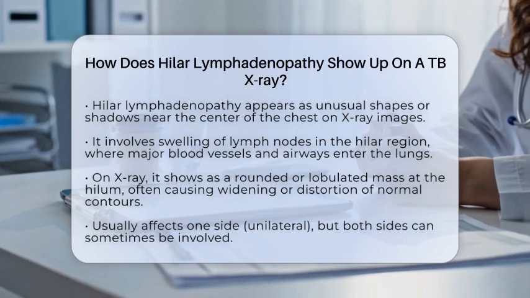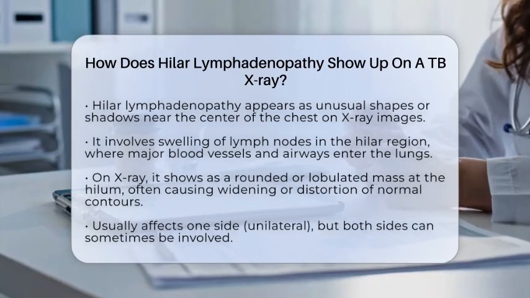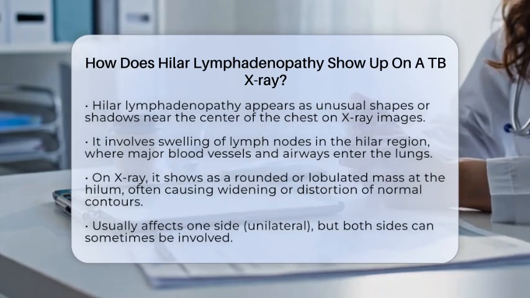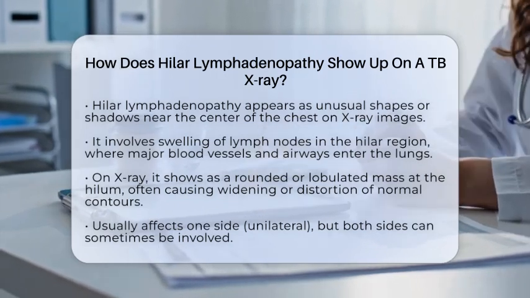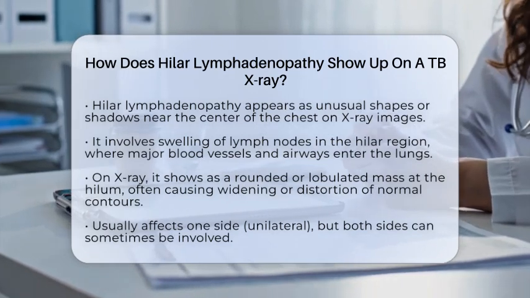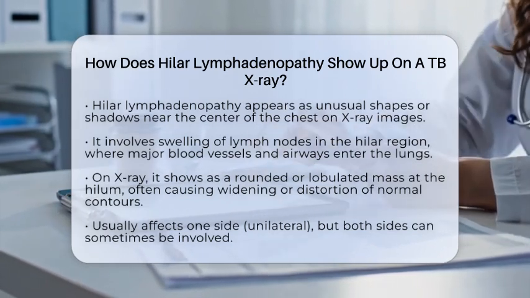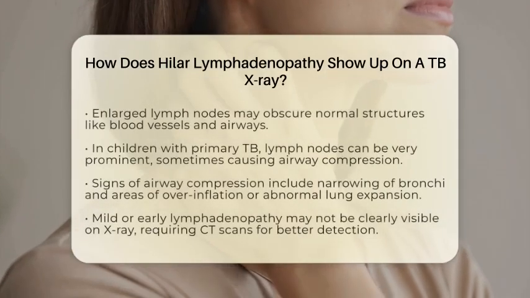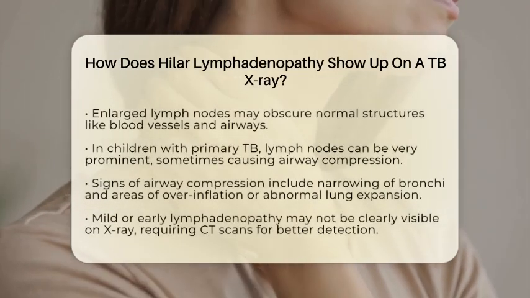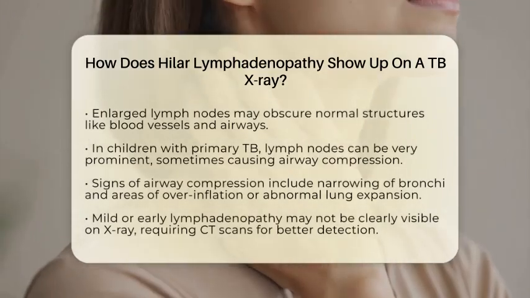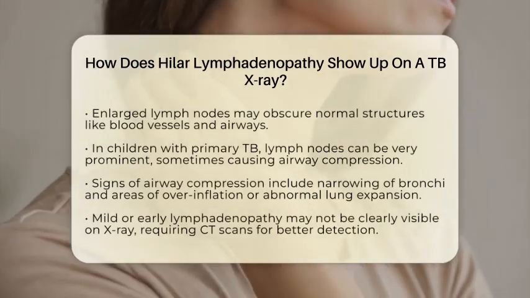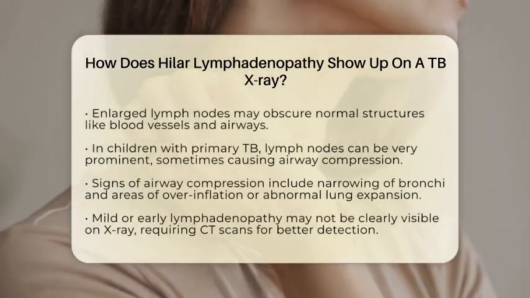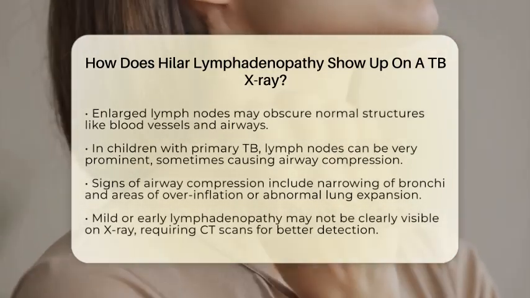On a chest X-ray, hilar lymphadenopathy appears as a rounded or lobulated mass at the hilum, which may look like a dense, abnormal shape. It can cause the normal contours of the hilum to become widened or distorted. Usually, this enlargement is seen on one side, making it unilateral, but sometimes both sides can be affected. The enlarged lymph nodes can partially or completely obscure the usual structures seen in the hilum, such as blood vessels and airways. In children and infants with primary tuberculosis, the lymph nodes are often quite prominent.